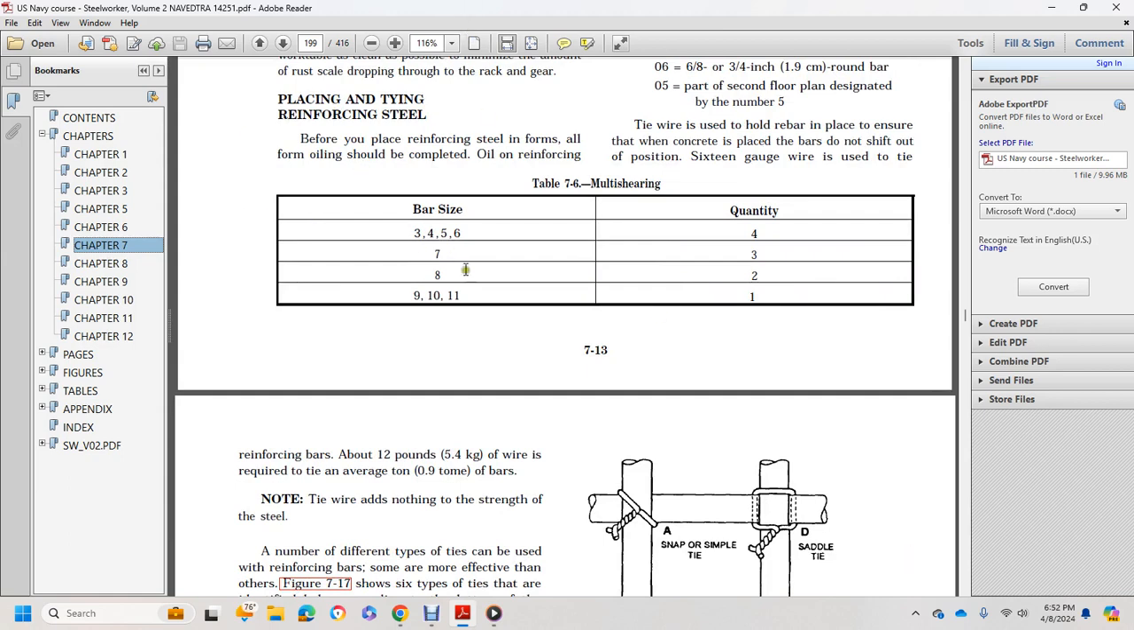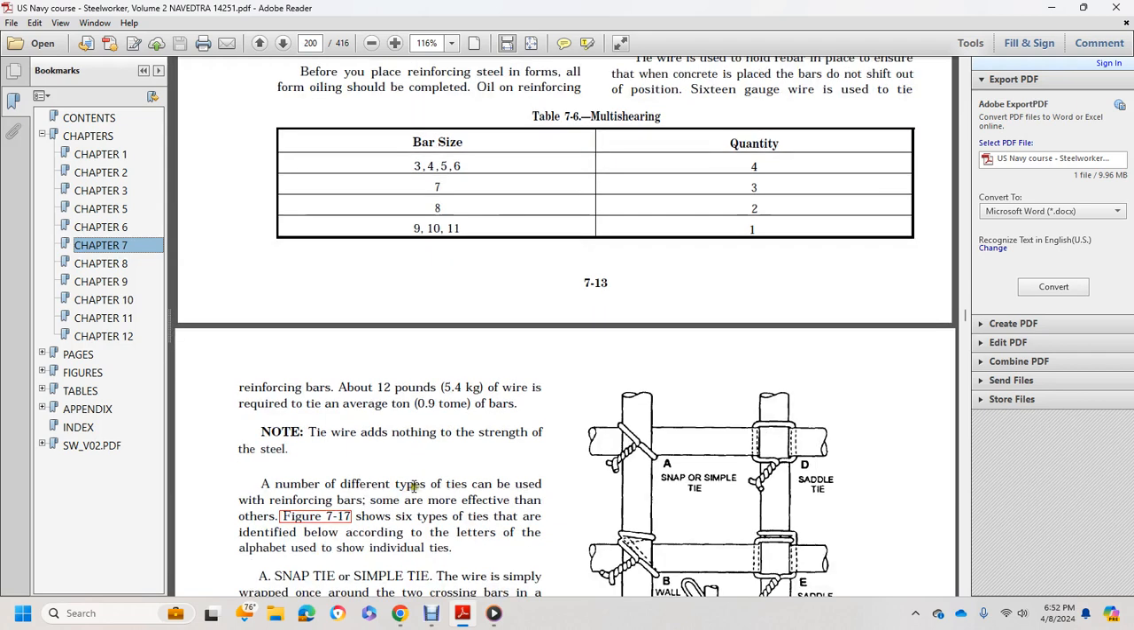Reinforcing bar, about 12 pounds of wire is required on average for tying the bars. Note the tie wire adds nothing to the strength of the steel. A number of different types of ties can be used with the reinforcement bar. Some of the most effective types of ties have been identified below.